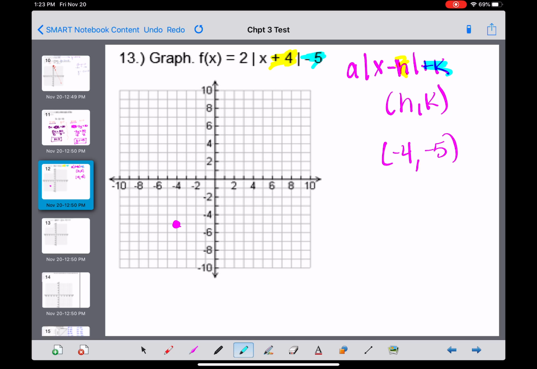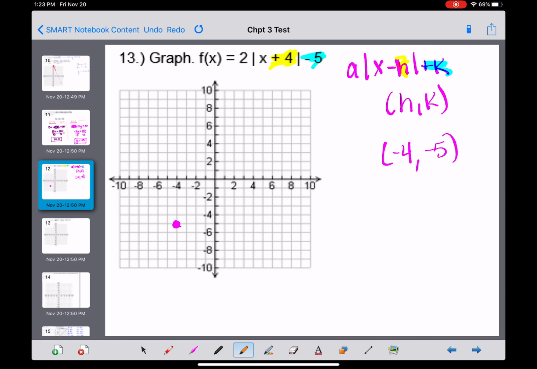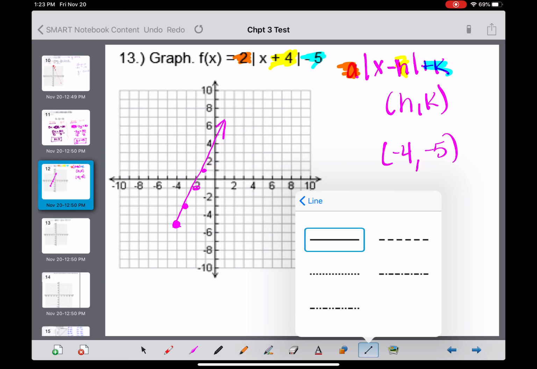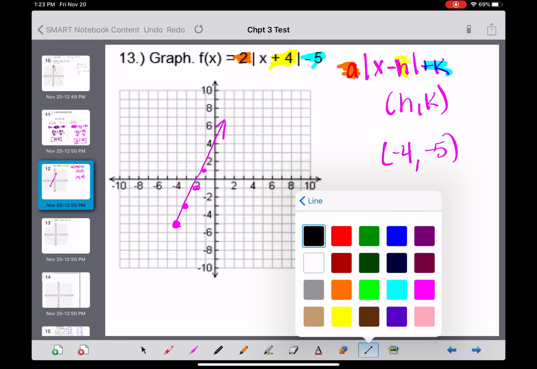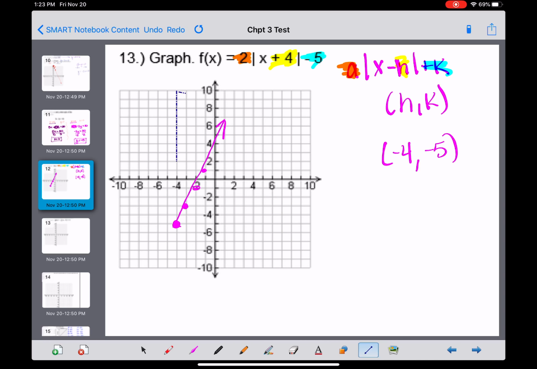Then I'm going to use the a value, which is my movement. In this case, it is 2. So I'm going to rise 2, run 1, rise 2, run 1, rise 2, run 1. This needs to be reflected across the vertex. So I'm also going to rise 2, go back 1, rise 2, go back 1. And that gives me my absolute value function.